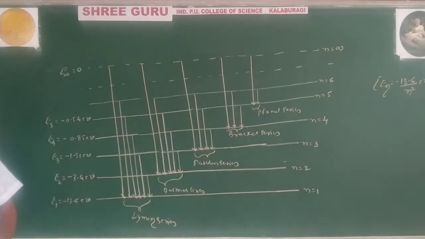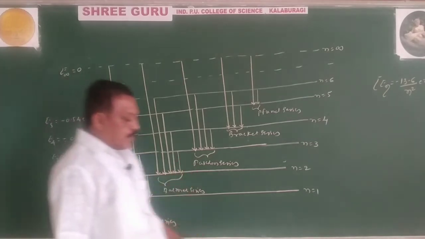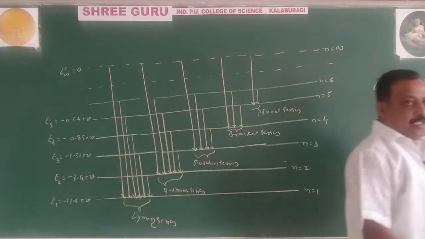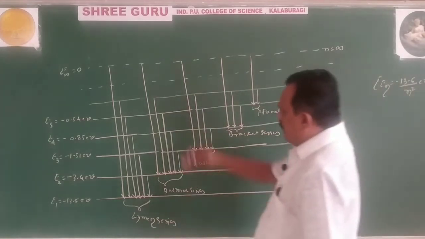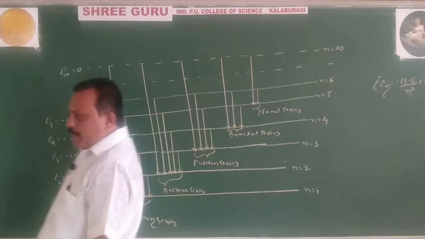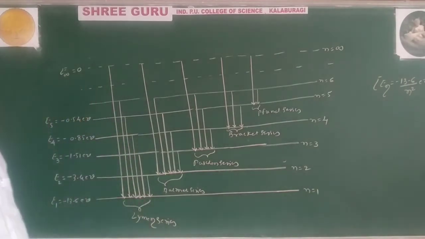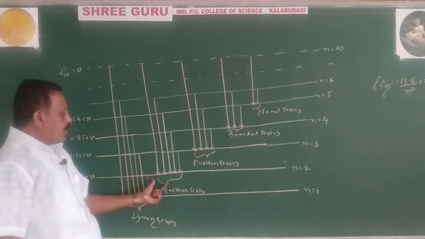So it means that from the energy level diagram it is clear that the horizontal line represents the total energy of the electron in the respective stationary orbits. If the electron jumps from any higher orbit to the respective lower orbits, that is represented by vertical lines. If the electron jumps from any higher orbit to the first orbit, that gives the Lyman series. Any higher orbit to the second orbit, Balmer series.